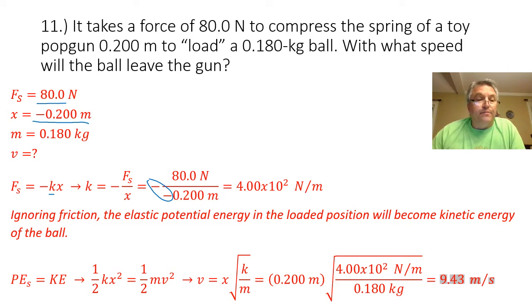So I know that my elastic potential energy is going to equal 1/2 kx squared, and my kinetic energy is 1/2 mv squared. I know that these 1/2s are going to cancel each other out, so I have kx squared equals mv squared. To solve that for the velocity, the velocity is going to be equal to the displacement times the square root of the spring constant divided by the mass. I plug my known values into that equation, and I'm going to get a velocity of 9.43 meters per second.